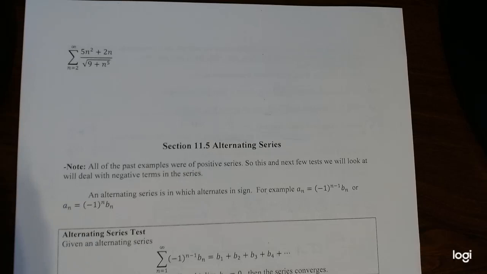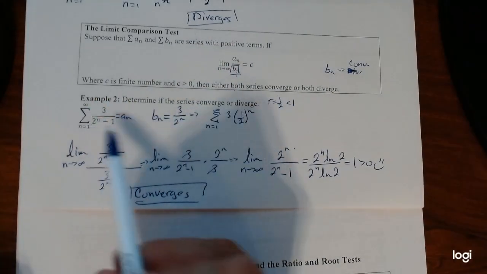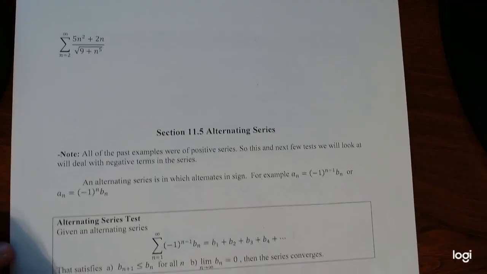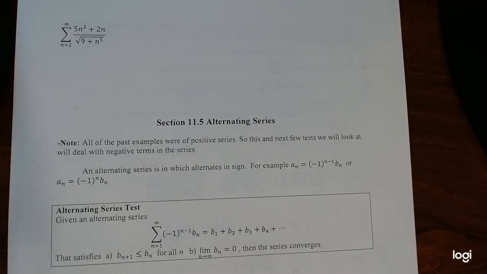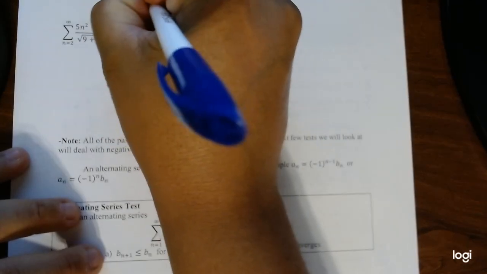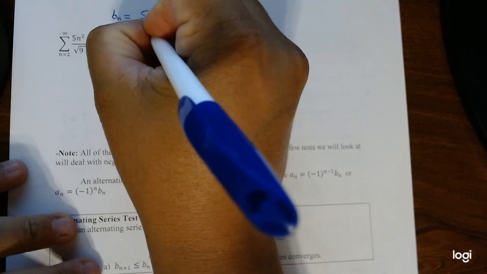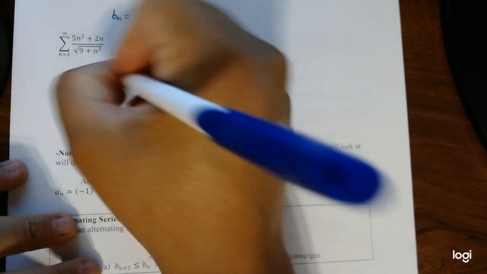Now, there's a trick here. Notice there are a lot of tricks when it comes to this. As you noticed, I compared it to something very, very similar to what we had originally, and that's the idea I want to use here. In most cases, you want to keep the highest power in your comparison. So I want b sub n to be the highest power on top, which is usually 5n squared, and the highest power on the bottom, which is n to the 5th over 2 power, because it's in the square root.